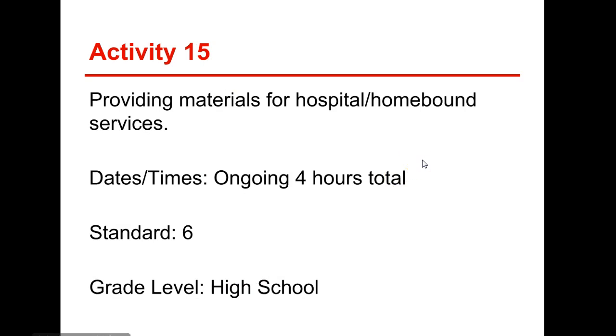Providing materials for hospital and homebound services. At my school, you are required as a general education teacher to provide education to students who are homebound, which would mean that they are medically unable to come to school. So we need to find a way to provide the education to them. It doesn't mean that I go home and teach them, but I do need to provide the material so someone can. So I worked with our counseling department to provide a curriculum for 4 students that would help them to meet their needs outside school.